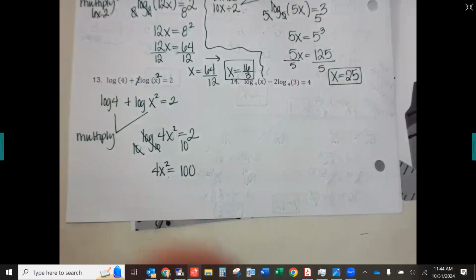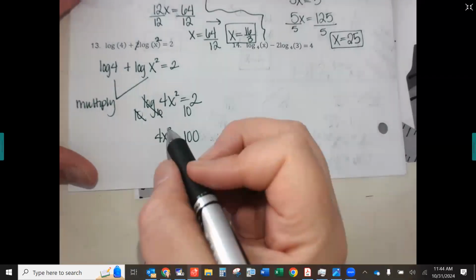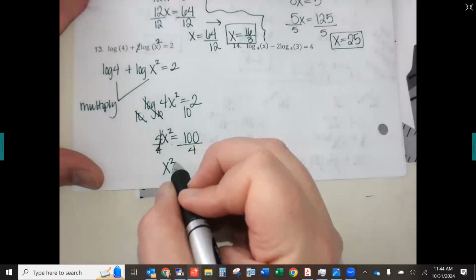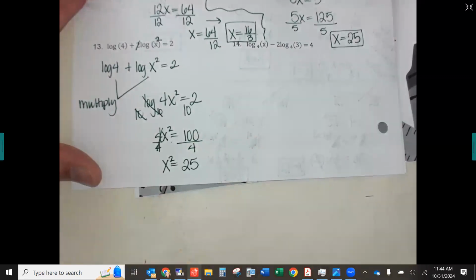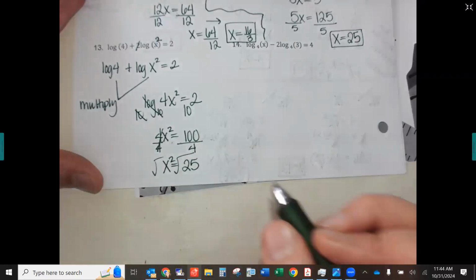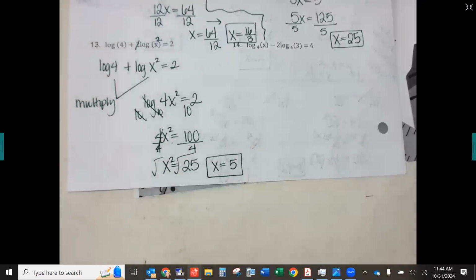Then from there, what do we do? Don't square root just yet. Divide that 4 out of the way, then we'll square root. So 100 divided by 4 gives me 25. And then take the square root on both sides. X is gonna equal 5. Now, usually, what would I have you put here when you take the square root? Plus or minus 5, but for logs, you can never have a negative x. So it'll just be 5. Okay.